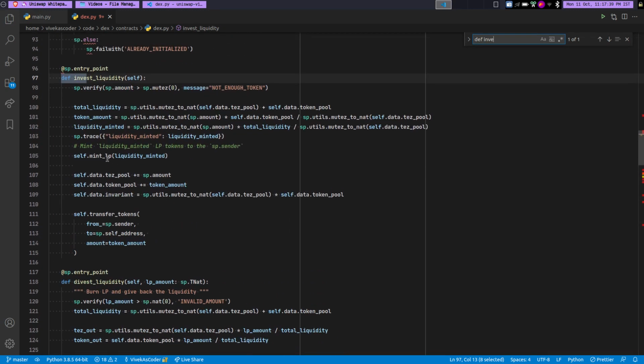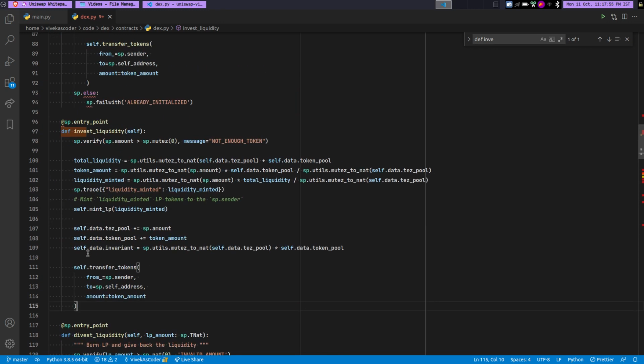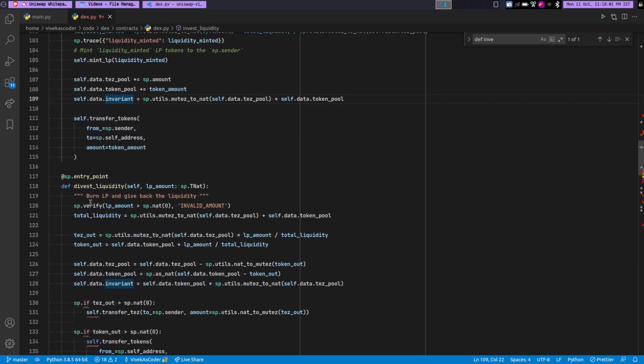Awesome. So this is how the invest liquidity works, and you can see after this we are just updating the pool, and then after this we are also setting the invariant, which is just the product of the current test pool and the token pool. And then finally we are transferring the token from the sender to our self address. So these are the amount of tokens that we should get, right? Corresponds to the ETH sent or XTZ sent in this case.